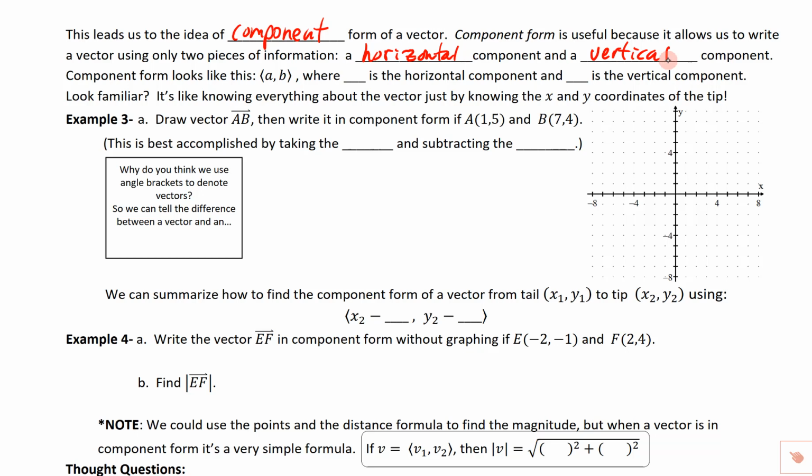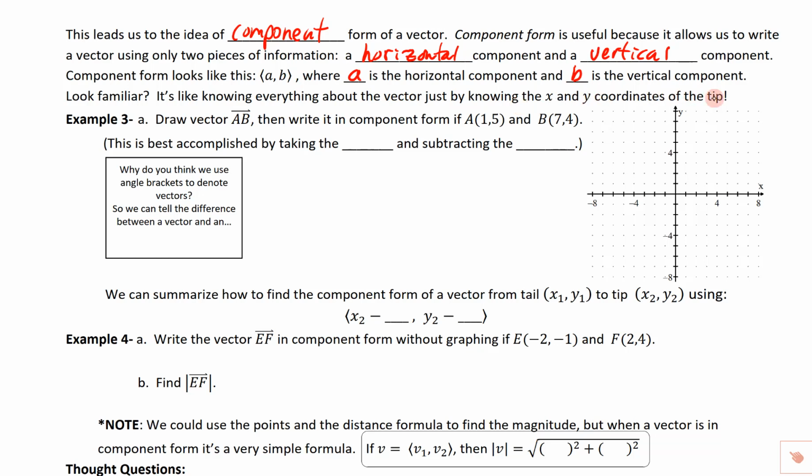And this is going to look hopefully kind of familiar here in just a second. So component form looks like this. We've got angle brackets around two numbers separated by a comma, and a is the horizontal component. So the first one's the horizontal component, and b, the second one, that's the vertical component. And that should look kind of familiar. It's kind of like knowing everything about a vector, just knowing the x and y coordinates of only the tip.